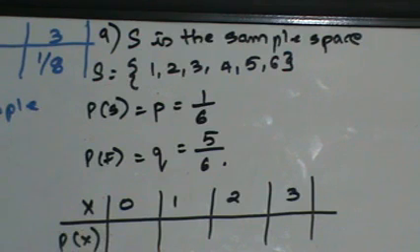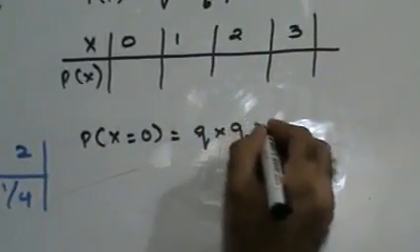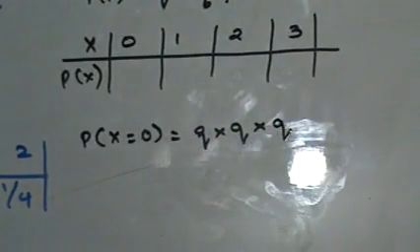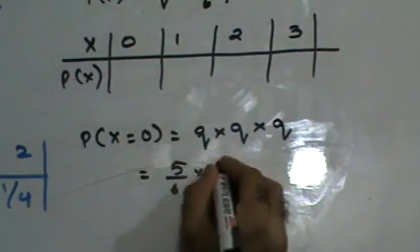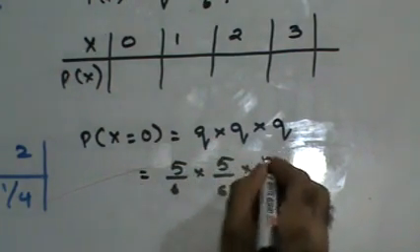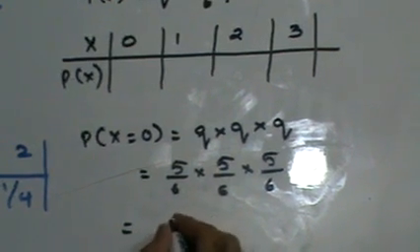Probability of X. What's the probability of getting 0 successes? 0 successes means in the first try I get a failure, in the second try a failure, and in the third try a failure. If in all 3 tries I get a failure, that will be the probability of 0 successes. That's 5 by 6 into 5 by 6 into 5 by 6. Right? That is going to be nothing but 125 upon 216.